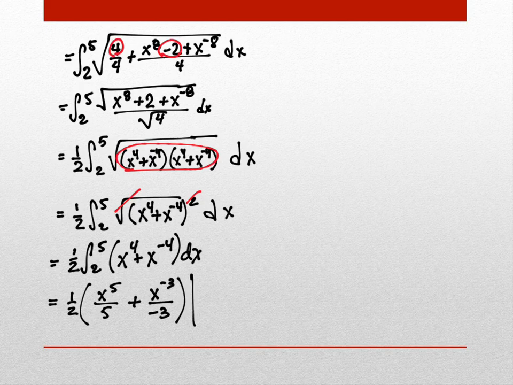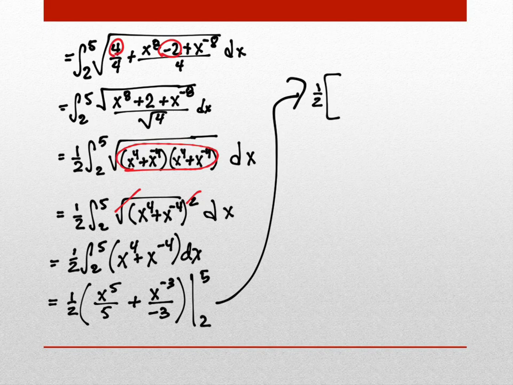And I'm supposed to be evaluating this from 5 down to 2. We're going to show the step at least where we plug the 5 and the 2 in, and then you're welcome to use your calculator to simplify it from there if you'd like. So the 1/2 will be at the front. We're going to put the 5 in. So this is 5 to the 5th over 5.